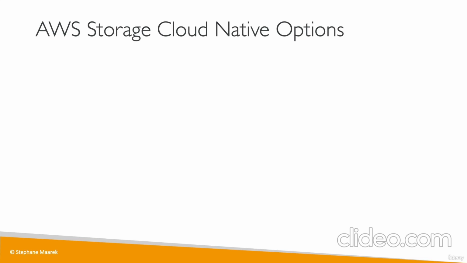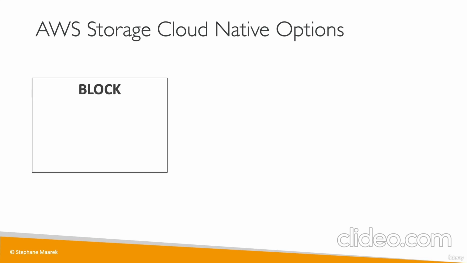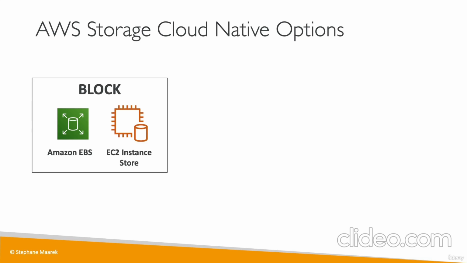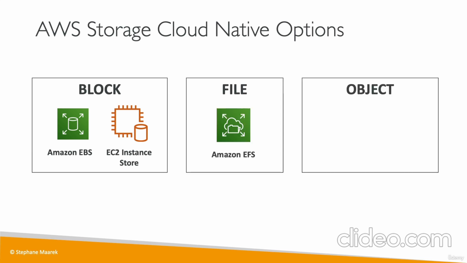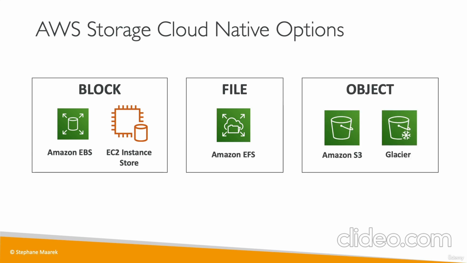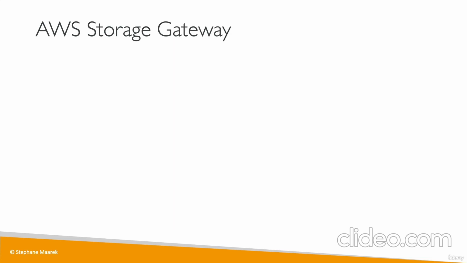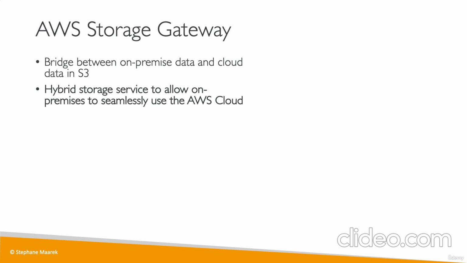So if we wanted to summarize the storage options on AWS, the block storage would be EBS or an EC2 instance store. The file storage would be a network file system, so Amazon EFS, and object storage would be Amazon S3 or Glacier. And where does the storage gateway fit in all this? Well, the storage gateway is going to be bridging your on-premises data and cloud data in AWS. So your hybrid storage will allow your on-premises systems to seamlessly use the cloud to extend the storage capability. This can be used for disaster recovery, backup and restore, or tiered storage.